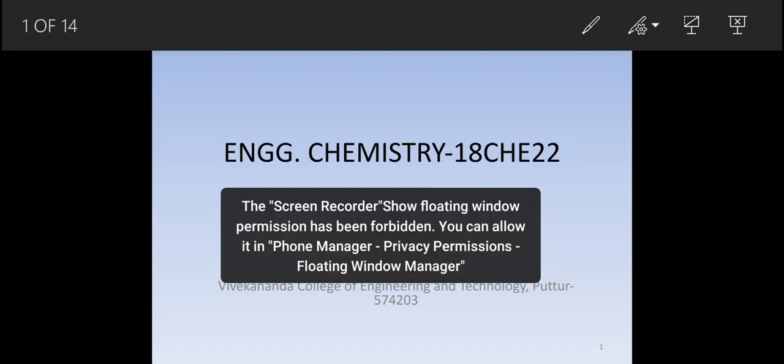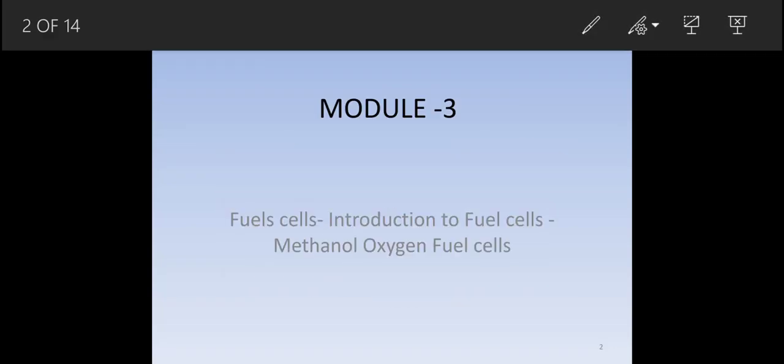In today's session, we will be discussing a topic from module 3, 18CHE12. The chapter is fuel cells, and the topics we are going to cover in the session are introduction to fuel cells and methanol oxygen fuel cells.